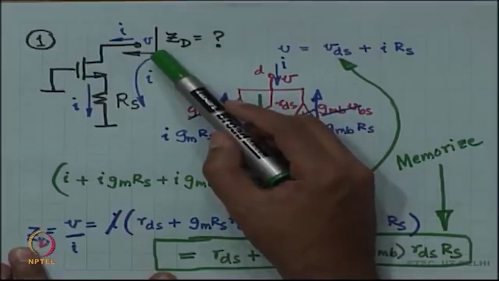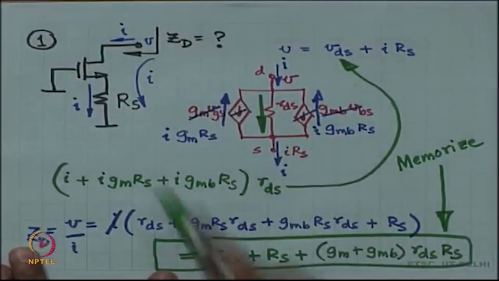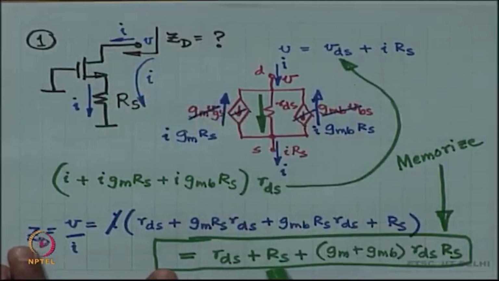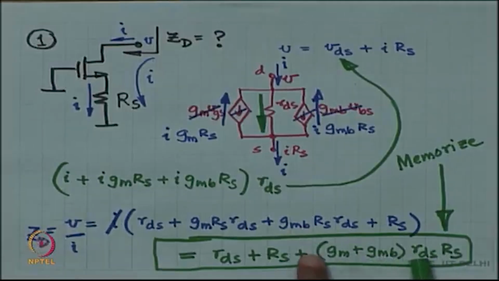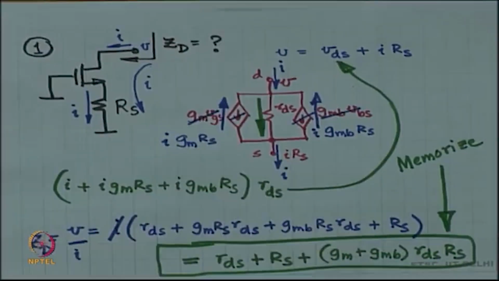Looking into the drain, the impedance is going to be high, it is going to be RDS plus RS plus the gain of the MOSFET, gm plus gmb times RDS, that is the intrinsic gain of the MOSFET, times RS, what is on the bottom.